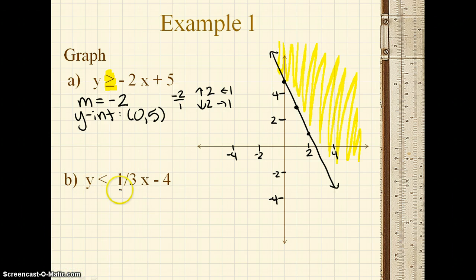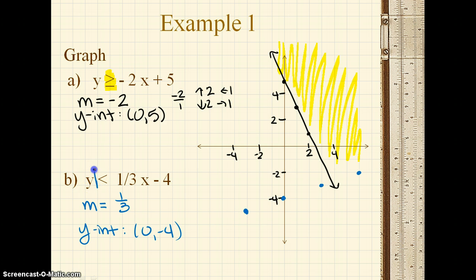Okay, so the second one is y is less than 1/3 x minus 4. And again, the first thing you do is state the slope, which is 1/3, and then the y-intercept, which is (0, -4). From there, we can graph the y-intercept at (0, -4). And again, this one's up 1 and to the right 3 because it's 1/3. Or down 1 and to the left 3 would be another option.